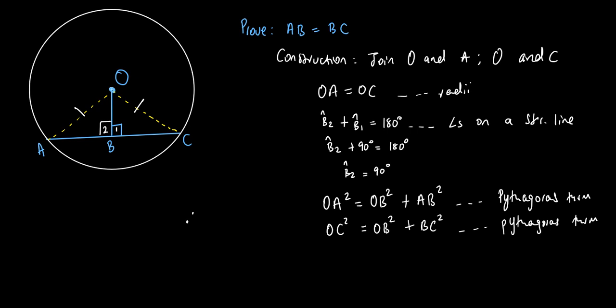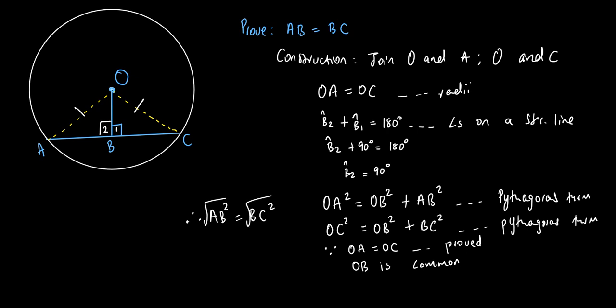Remember, this is therefore. But then you use this one. You say OA is equal to OC, and then we already proved it. And then OB is common. So therefore, because of that, you tell them that AB squared will be equal to BC squared. Now if we take the root, you say therefore AB is equal to BC. Then you are done. So you're going to be using the Pythagoras theorem to prove these things.